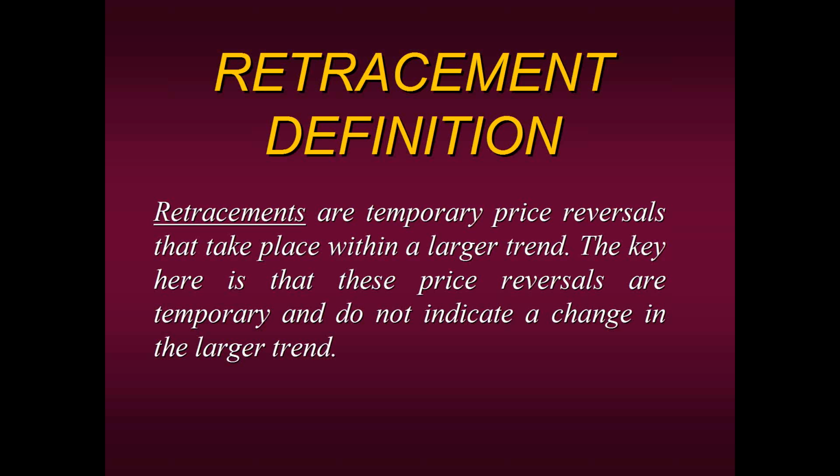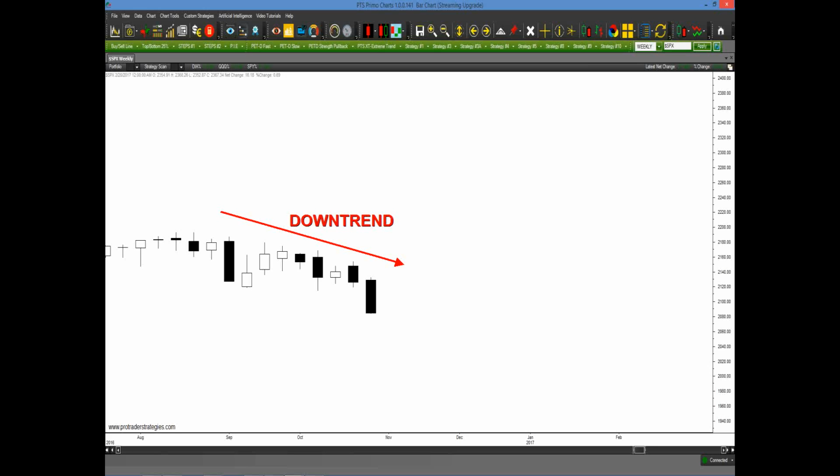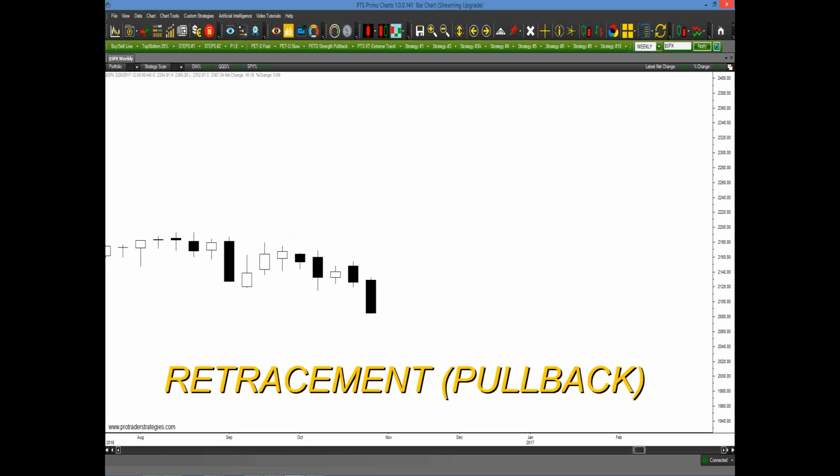The standard definition for retracements is they are temporary price reversals that take place within a larger trend. So therefore, the key here is that these price reversals are just temporary and do not indicate a change in the larger trend. So in other words, if we look back at this, if you have the correct analysis, this is not really a downtrend. This is just temporary, because for all intents and purposes, this is going to actually resume its upward overall trend. So this is what we call a retracement, or another common name for this is a pullback.